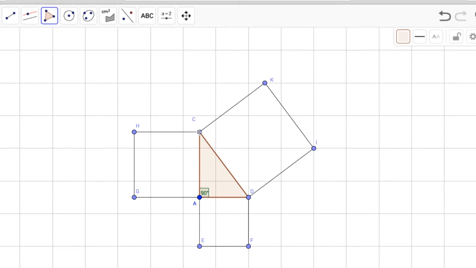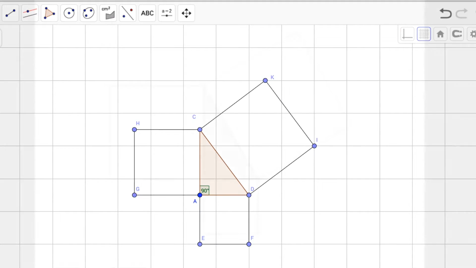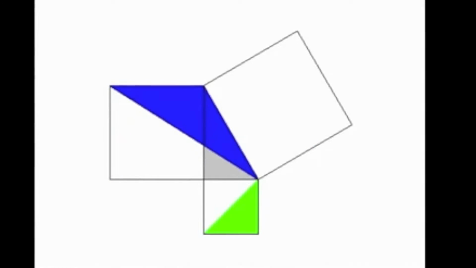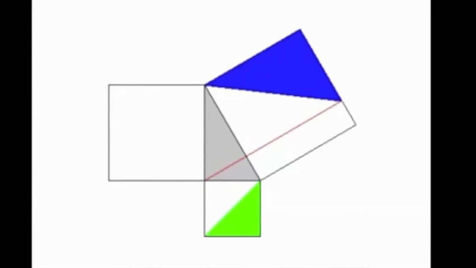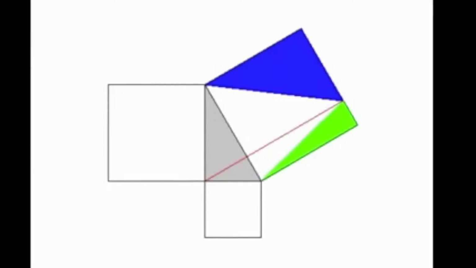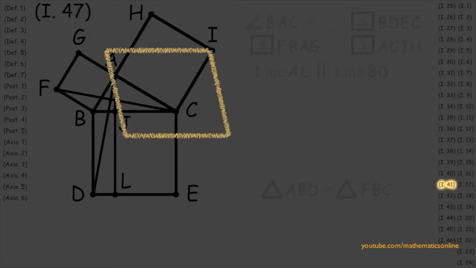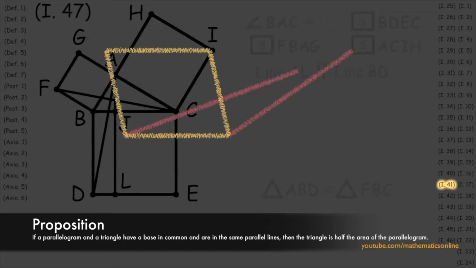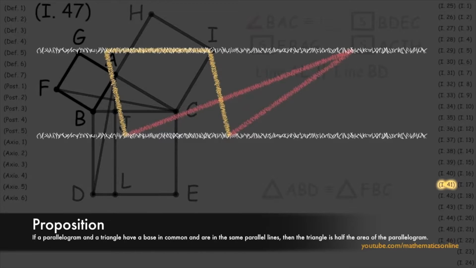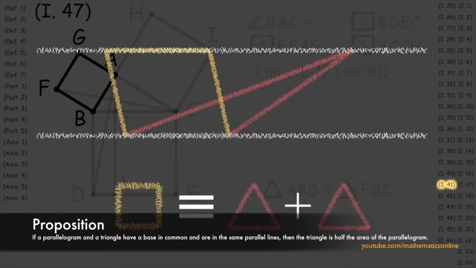Drawn behind each side of the triangle, we drew the squares that Euclid imagined. He used these to help find half the area of the smaller squares and compare those values to half the area of the larger square. Euclid then used the proposition that states if a parallelogram and a triangle have a base in common and are in the same parallel lines, then the triangle is half the area of the parallelogram.